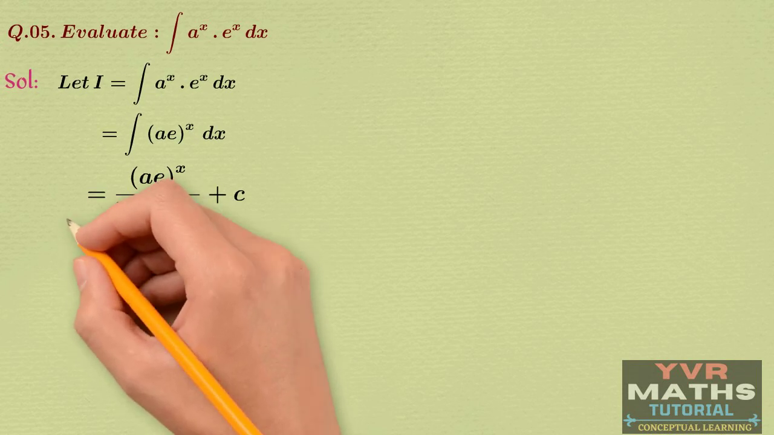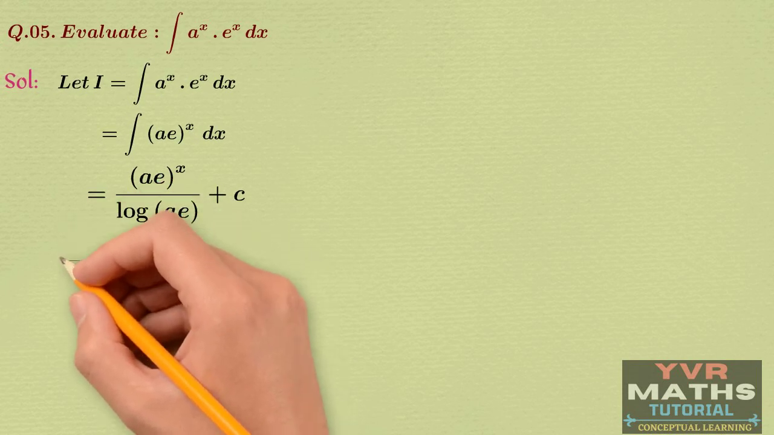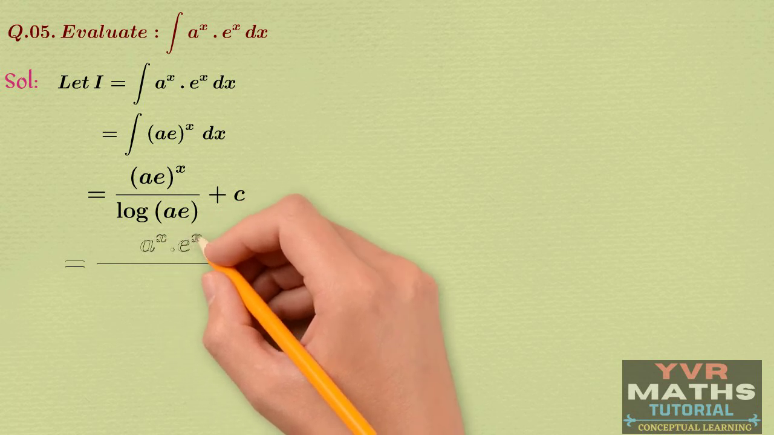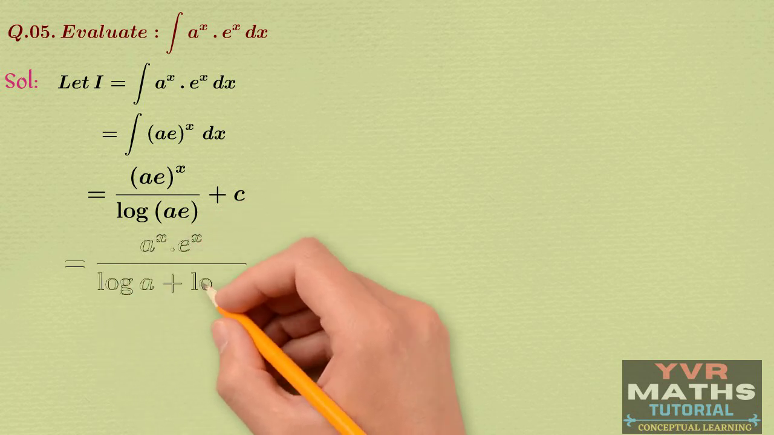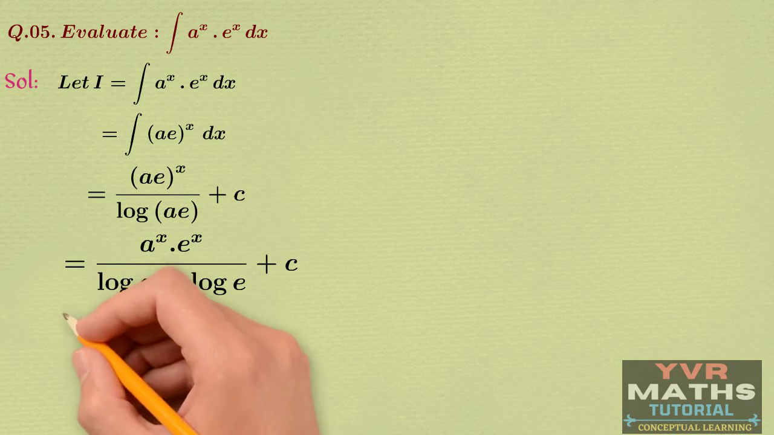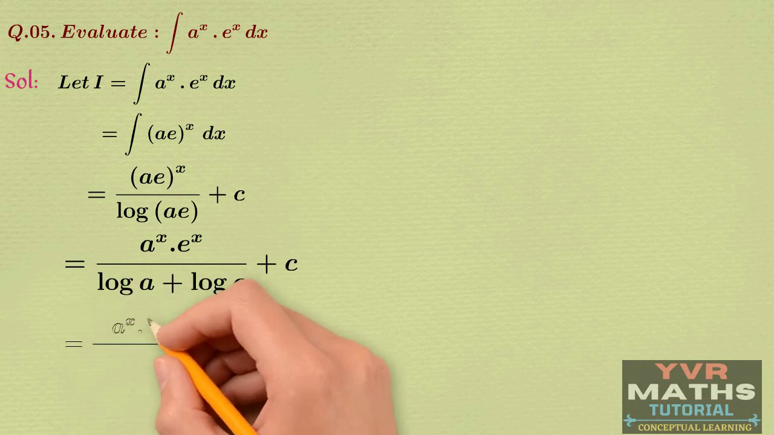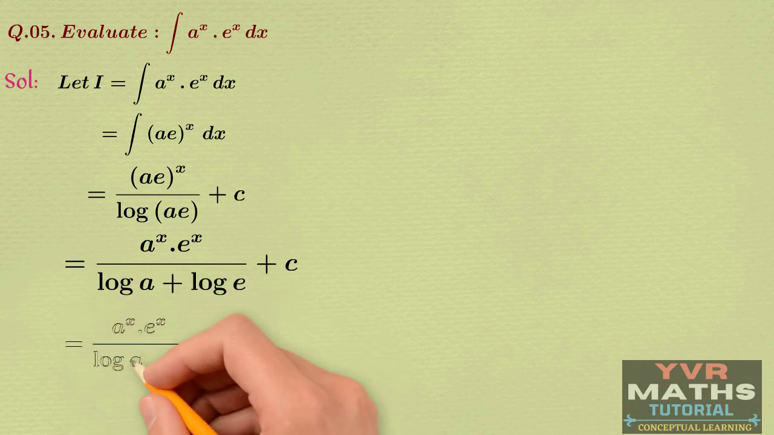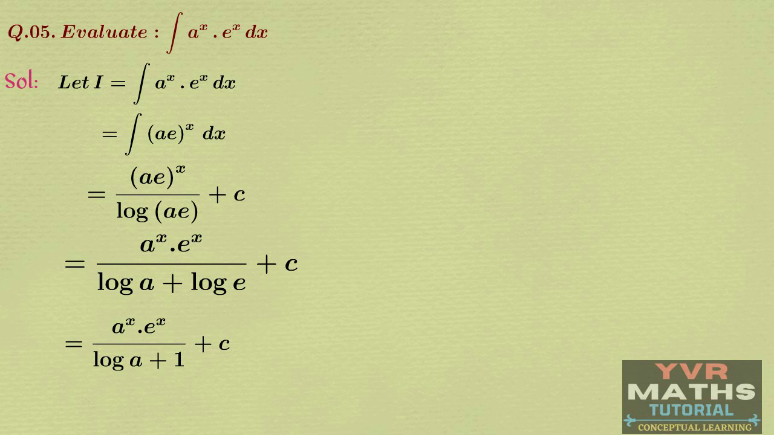The numerator term I am going to write again as a power x into e power x, by the denominator. By using the basic logarithm rule, the formula log ab is log a plus log b, this can be written as log a plus log e, plus c. But what is the value of log e? Log e value is 1. That's why the final answer is a power x into e power x by log a plus 1, plus c. So this is the answer for the given question.